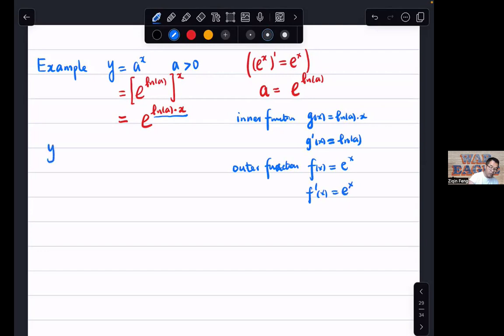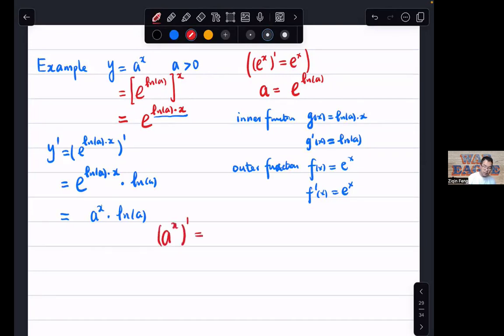So we apply our chain rule: y prime, which is the same as e to the natural log of a times x, prime. Applying the chain rule directly, you get e to the g of x, which is e to the natural log of a times x. That's our first factor, times g prime, which is natural log of a. The first factor is nothing but a to the x. So we get our formula for a general exponential function: the derivative of a to the x is a to the x times natural log of a. This is one more formula we have on how to differentiate a general exponential function.